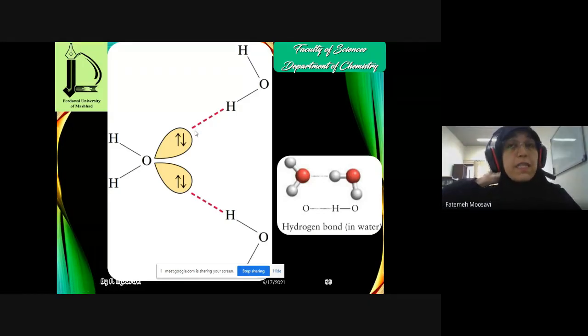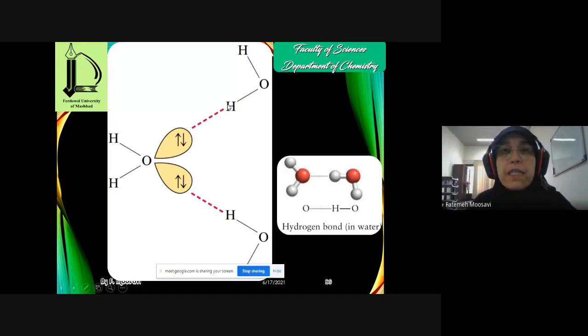Hydrogen bond is strongest when the hydrogen atom is on a straight line with two oxygens. You see, the oxygen, hydrogen, and oxygen atoms are in a straight line. So we have the strongest hydrogen bond. We show hydrogen bond with dots. So hydrogen bond in water is shown here.